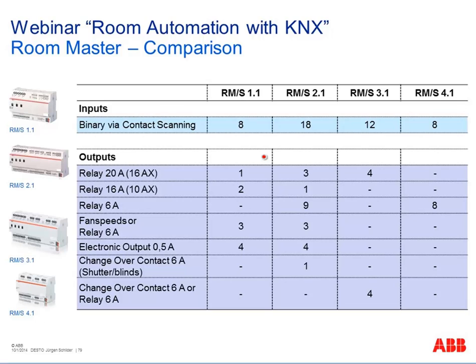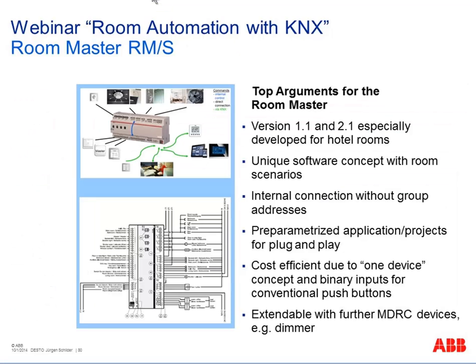Good, and here a small comparison between our different room masters, the 1-1, the room master 2-1, 3-1, 4-1. You can see here the different numbers of binary inputs via contact scanning for all kinds of potential free contacts, different outputs, number of relays, 20 amps, 6 amps and so on, electronic outputs, and so on. This is our complete family of room masters with all the software features inside. Remember, like these room scenarios.